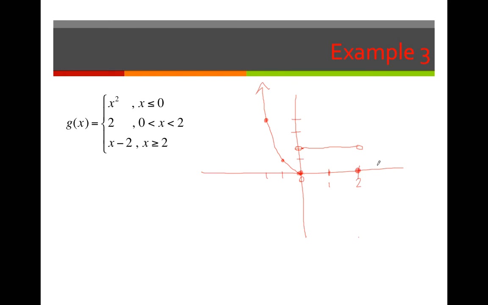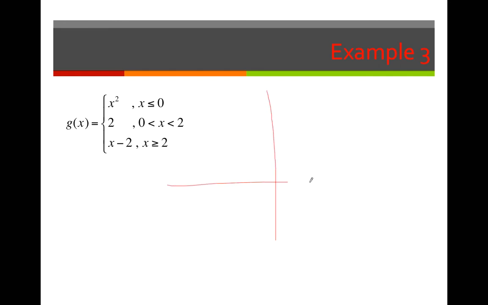And if we go to the right, that's just a slope of 1. So we go up 1, right 1. Oops. Oh, man. Stupid glitch. Okay, let's try that again. Sorry about that.